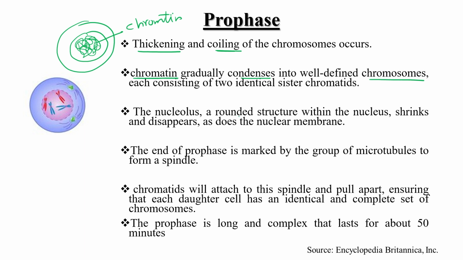The nucleolus, a rounded structure within the nucleus, shrinks and disappears slowly, and similarly the nuclear membrane also starts disappearing. So the nucleolus as well as the nuclear membrane both start disappearing. The end of prophase is marked by a group of microtubules. Microtubules start to form spindle fibers, as you can see over here. Chromatids will attach to these spindles and pull apart, ensuring that each daughter cell has an identical and complete set of chromosomes. Prophase is a long and complex phase that lasts for 50 minutes. So what is the time duration of prophase? 50 minutes.